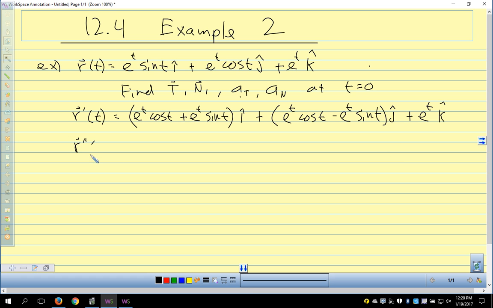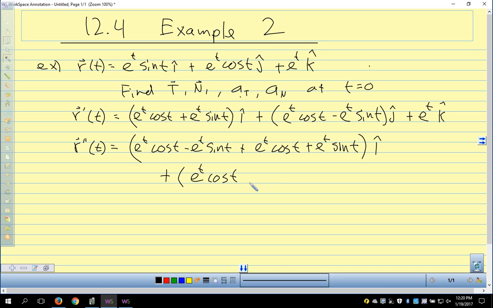Second derivative, our double prime, our acceleration vector, we get a nice long expression, e to the t cosine t minus e to the t sine t plus e to the t cosine t plus e to the t sine t i hat, plus another nice long expression, e to the t cosine t minus e to the t sine t minus e to the t cosine t plus e to the t sine t j hat, and we get a plus e to the t k hat.